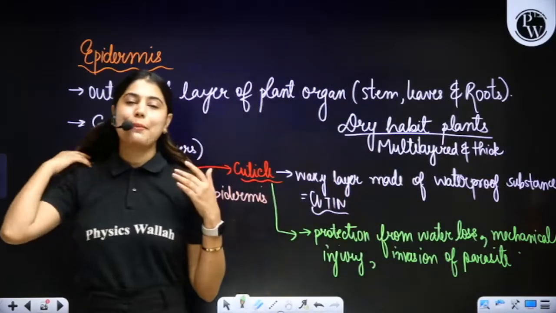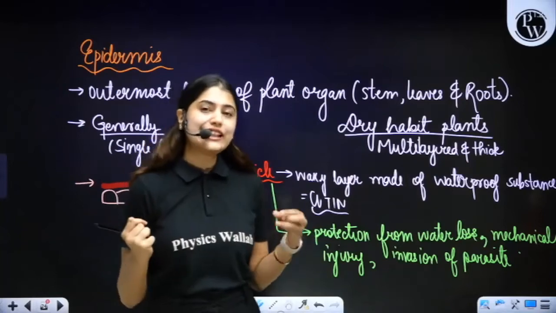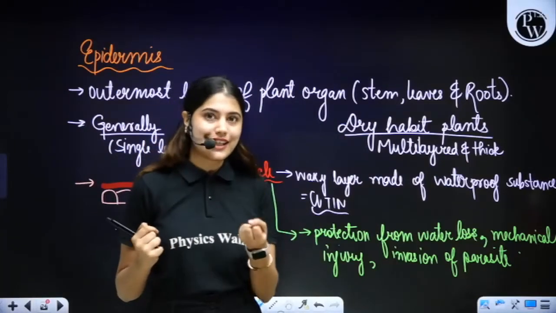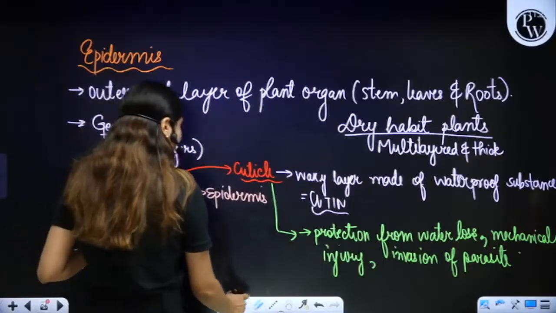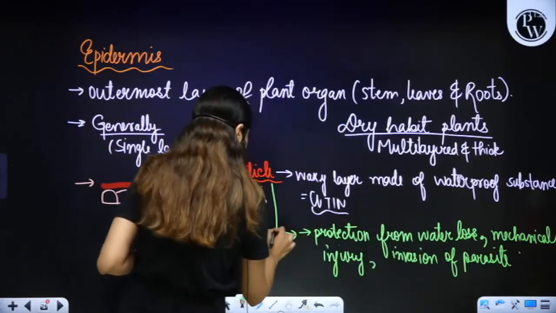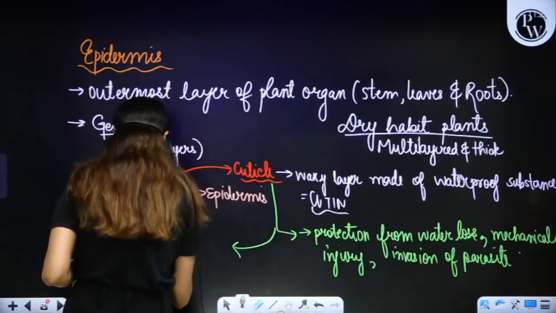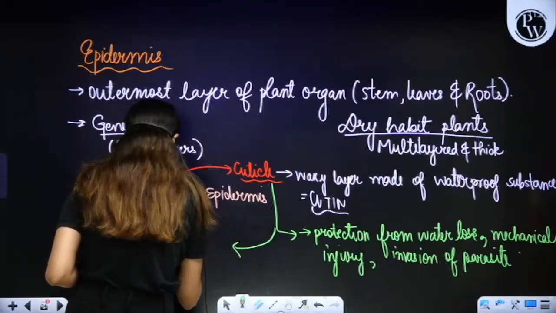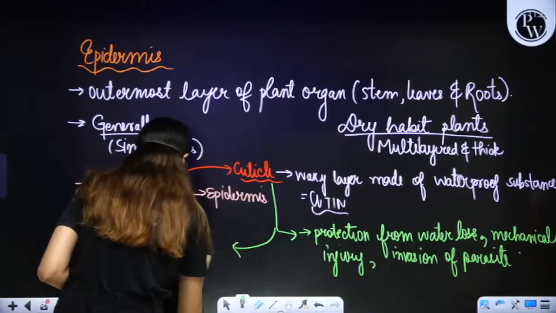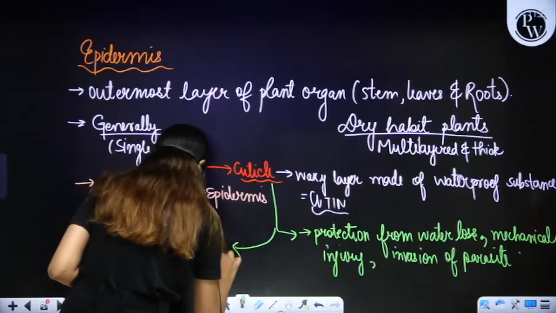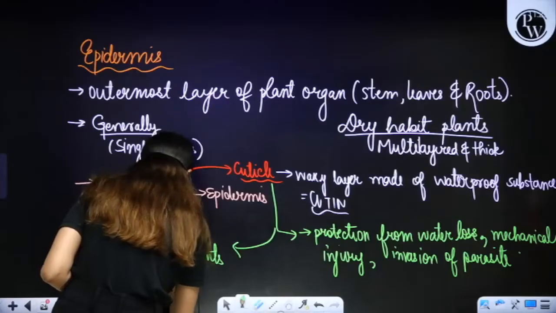Right, that was about the cuticle, and obviously the cuticle will be thicker in the case of the desert plant, again to prevent the water loss. So I can say this will be more thick in desert plants, because obviously in the desert the temperature is too high, so they need to prevent the water loss.